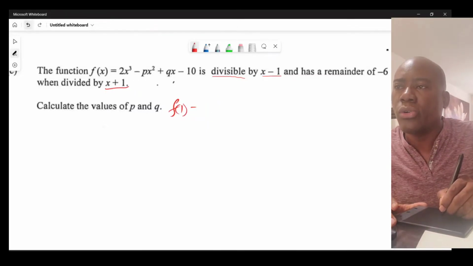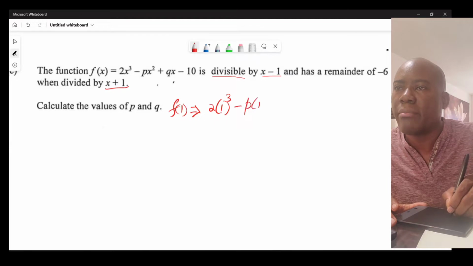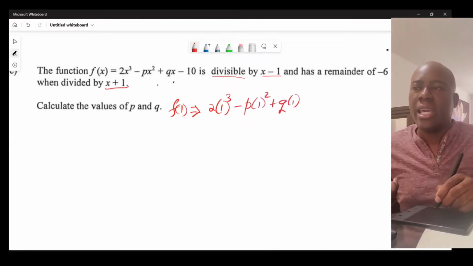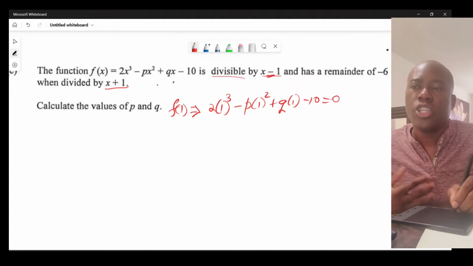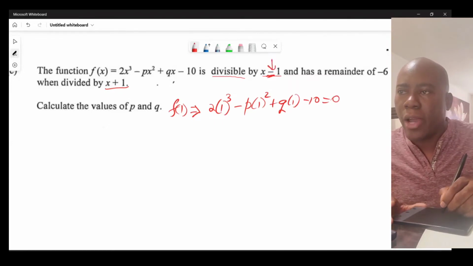So we're talking about 2 open bracket 1 raised to the third minus p, x is 1, square plus q times 1 minus 10. This is equal to 0. That's the concept, that if this is a factor, then if we evaluate the opposite of that number, which is 1, it should give us a 0. So let us carry out this.